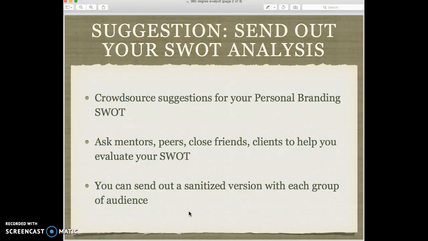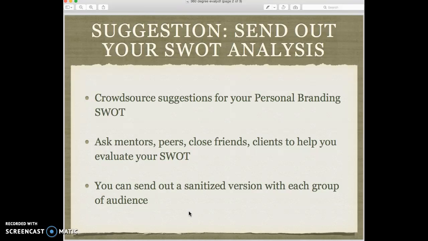So I think it's okay to sanitize a little bit, so that, like I said, if it's something really personal that you're not quite ready to share, or for your personal network, there are some specific things about work that might either confuse them or wouldn't be appropriate for them to comment on, then I think it's okay to sanitize that and get the comments back.